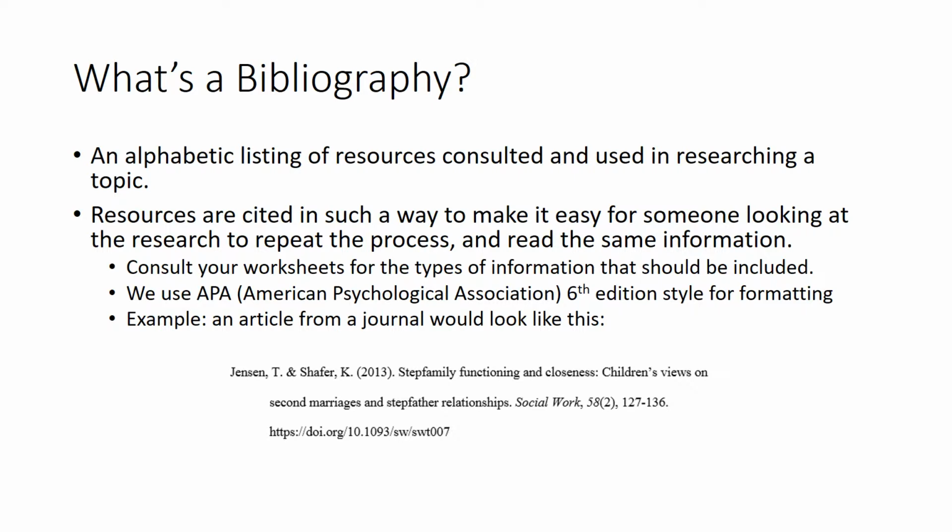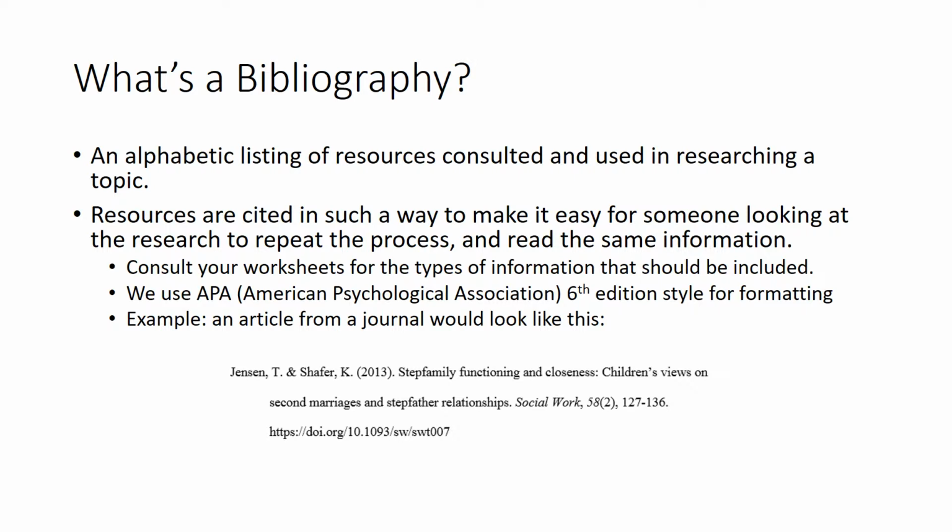That includes things like your author, the publication year, the article title, the journal title, the volume and issue information, the page number range, and for APA citations format, you also want to make sure you have what's called a DOI if it's available, which stands for Digital Object Identifier.